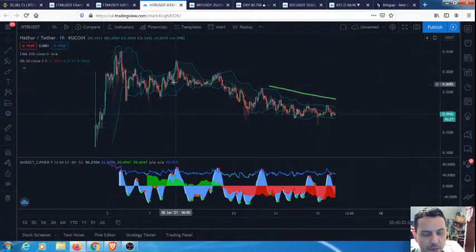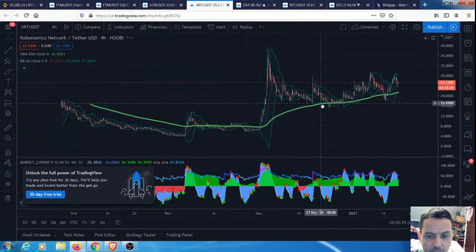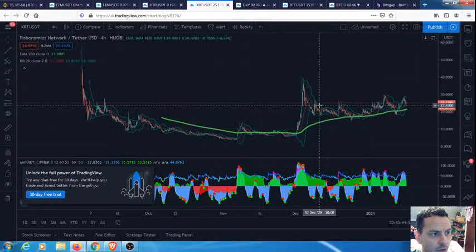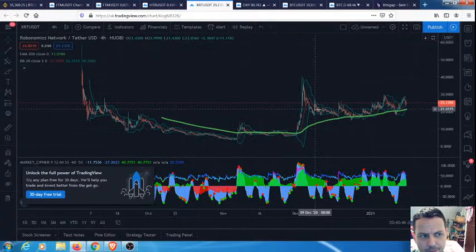It's too young, it'll be a gamble, I'm afraid, on this one. And the latter you asked me to look at actually looks reasonably good, which is Robonomics Network.